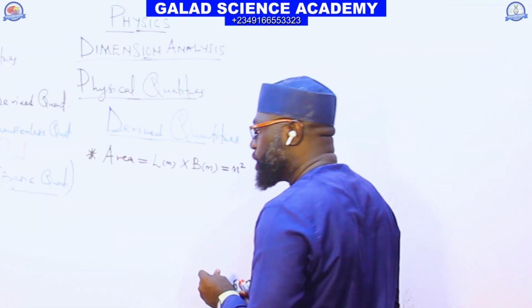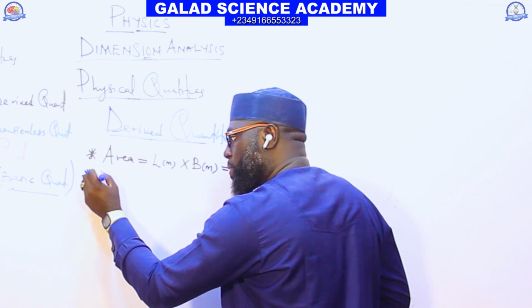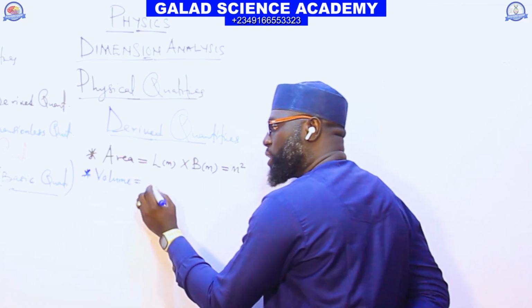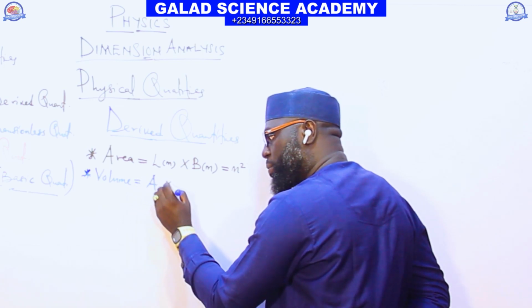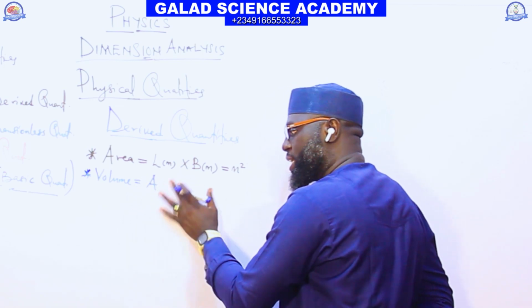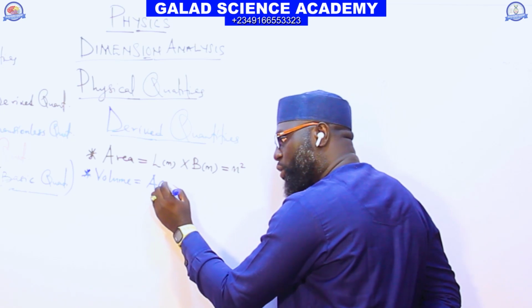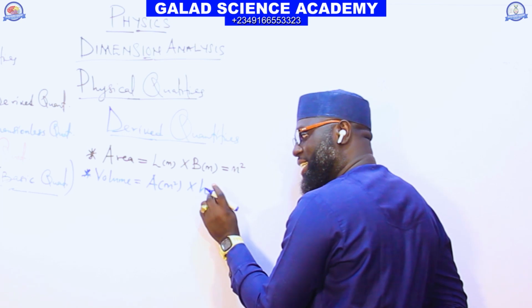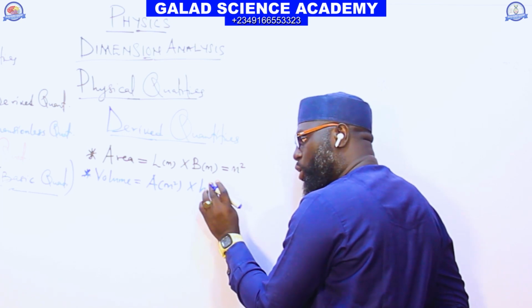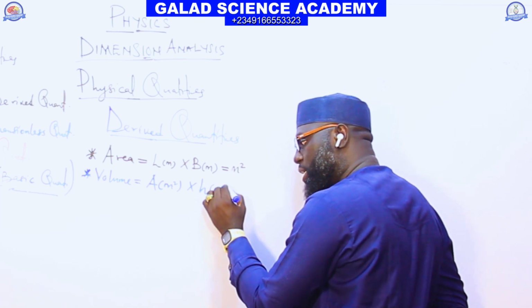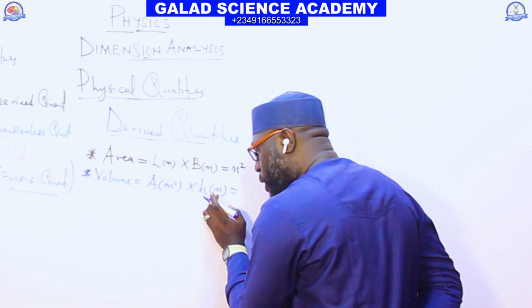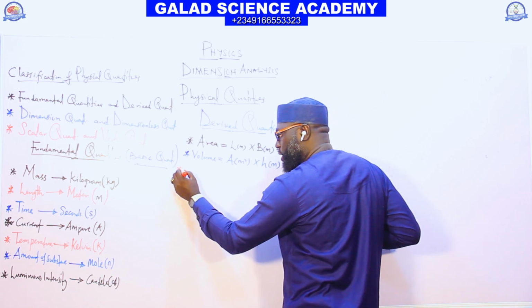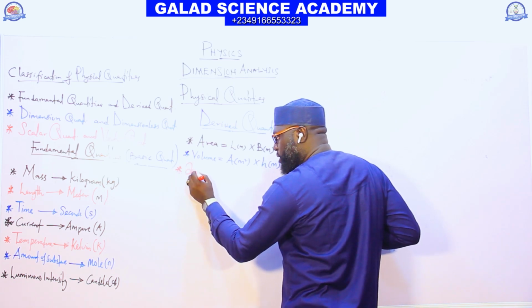And the next one is volume. Volume is area multiplied by height. And the unit for area is m square from here, multiplied by height. This height is h. So the unit for height is m. So m square times 1m here, we have m cube.